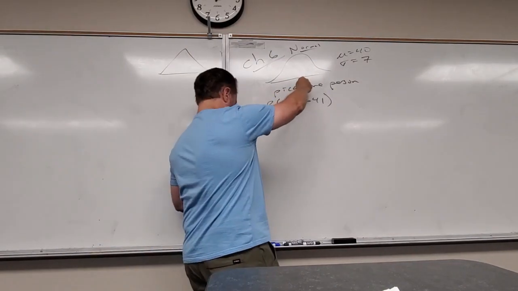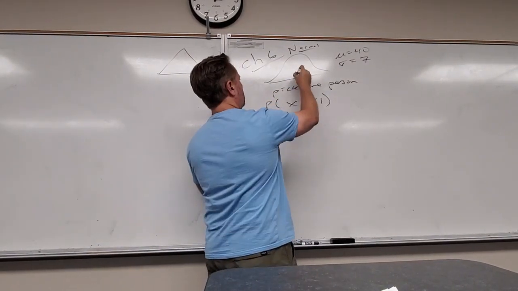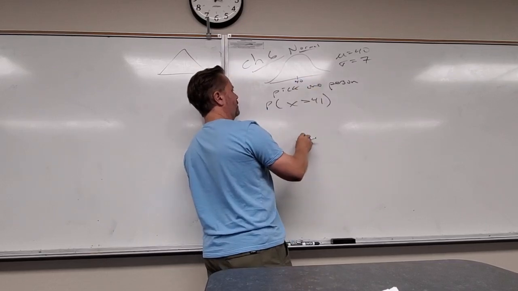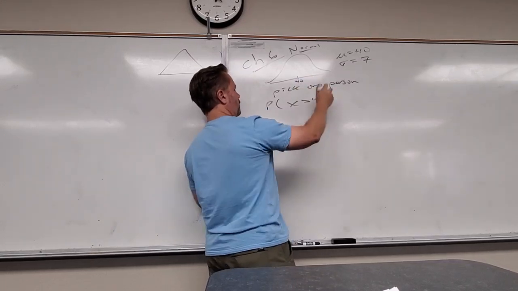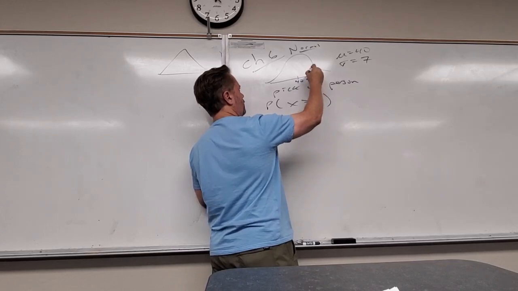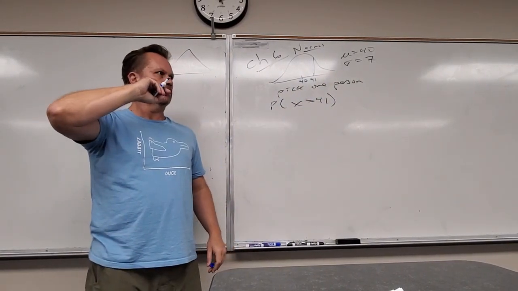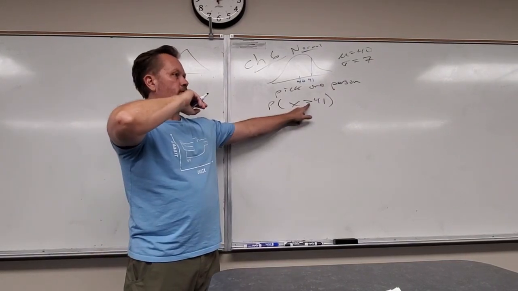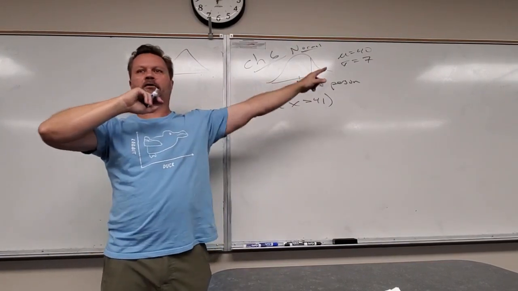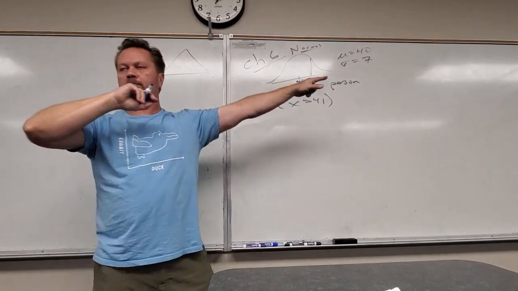So what goes right in the middle? 40. And then what else do I put up there? A line, about 41. So that's obviously over here somewhere. And where am I going to shade? To the right. Yes, so it's an arrow that points you in the direction. Greater than would be up there.